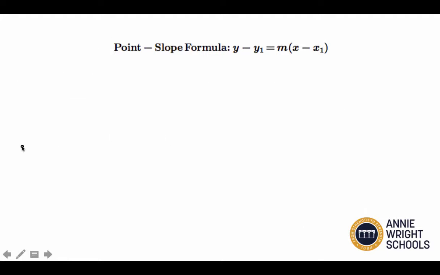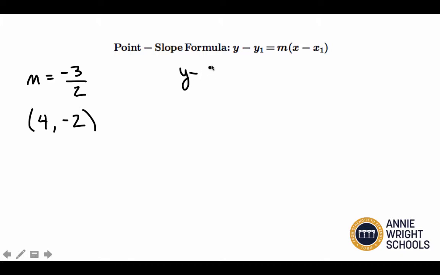Let's try an example. I'm going to give you a point and a slope, and I want you to write the equation in slope-intercept form. So the slope of the line is -3/2, and the point is (4, -2). Write the equation of a line that has a slope of -3/2 and goes through the point (4, -2). Pause the video and then check your answer when you're done.